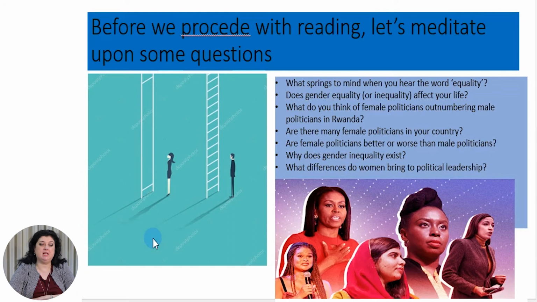Are there many female politicians in your country? Can you think about it? Are female politicians better or worse than male politicians? Why does gender inequality exist? Do you have any ideas? What differences do women bring to political leadership?